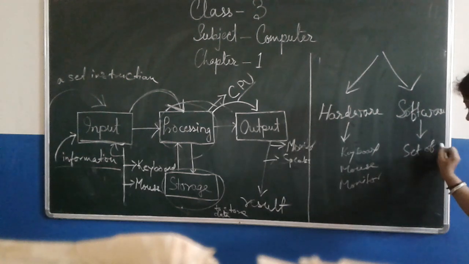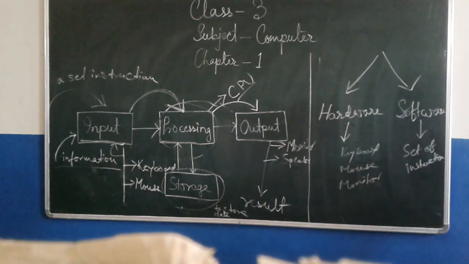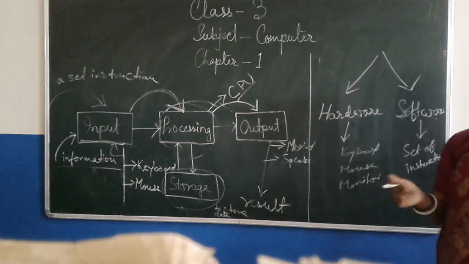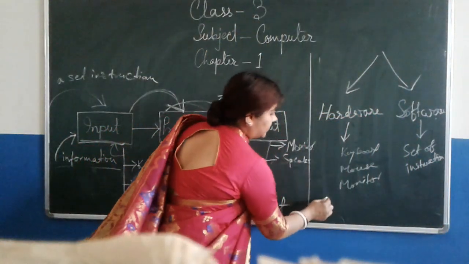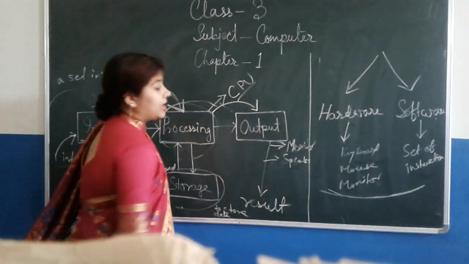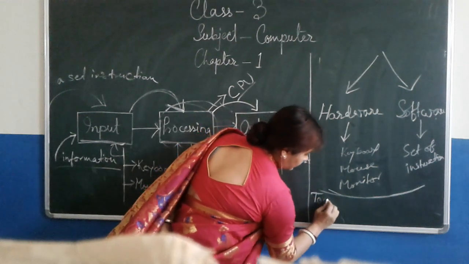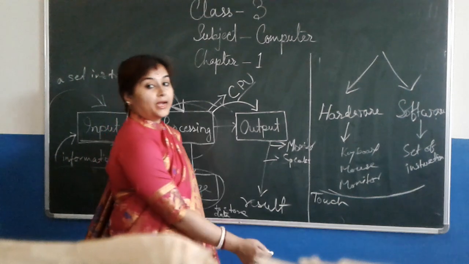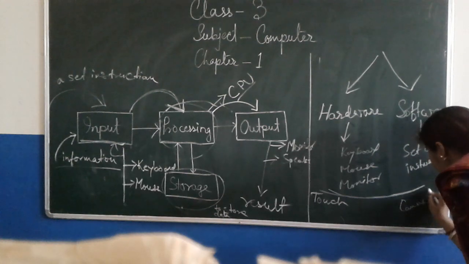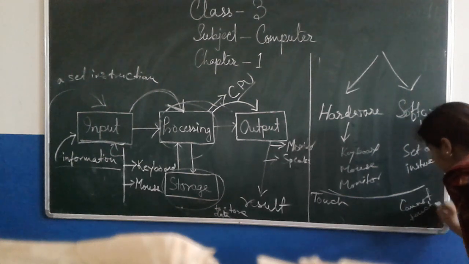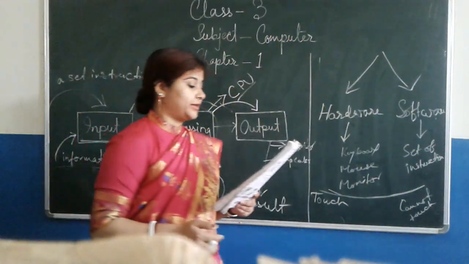Software are the set of instructions given by the user. The software we cannot touch. The difference between hardware and software is we can touch hardware, but we cannot touch software. Am I clear? Okay. Moving to the next part.